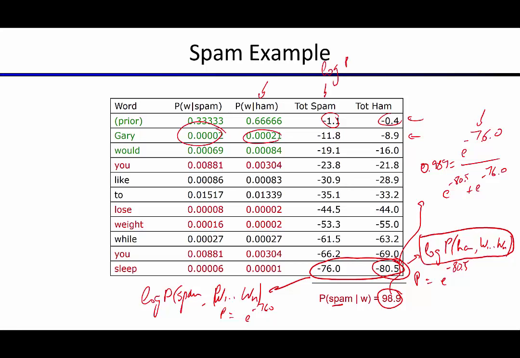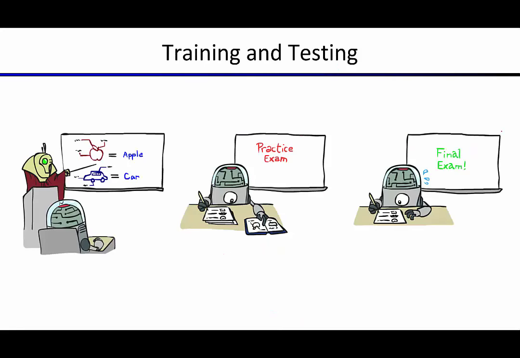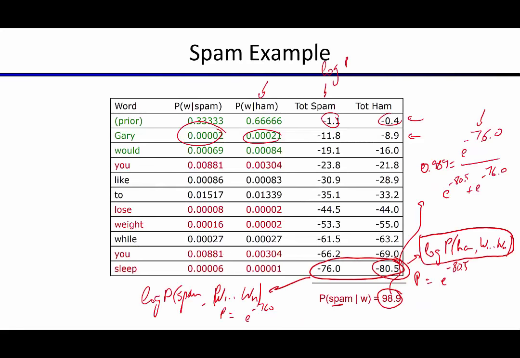Okay, let's take a break here and let's start looking at training and testing after the break. First, an observation here. Are there any questions about the first half? So, observation here, 98.9% probability spam, given the words seen so far, right? So look at that number.